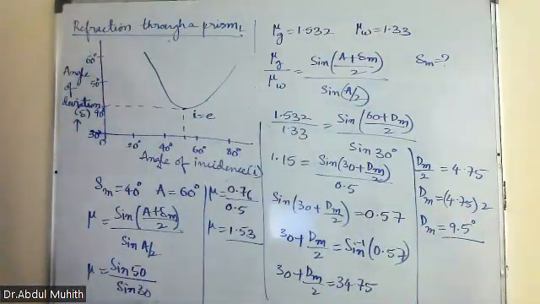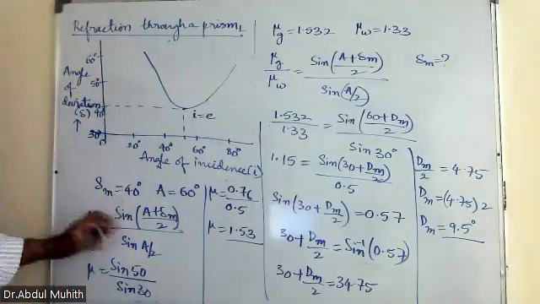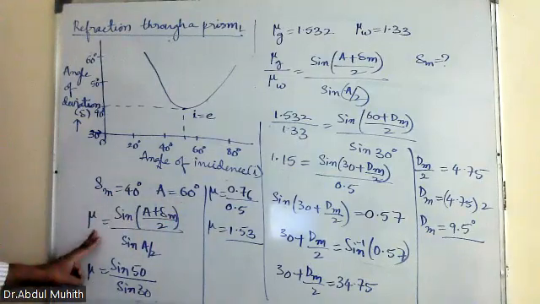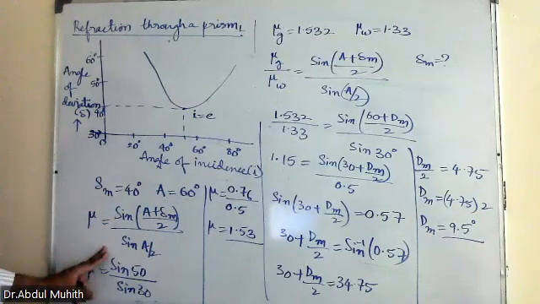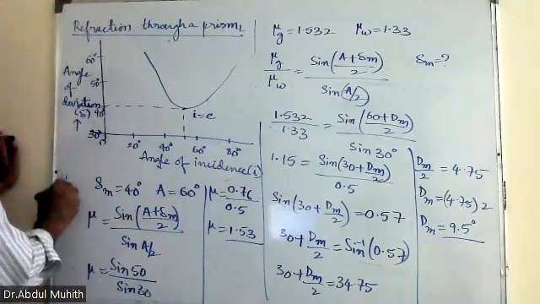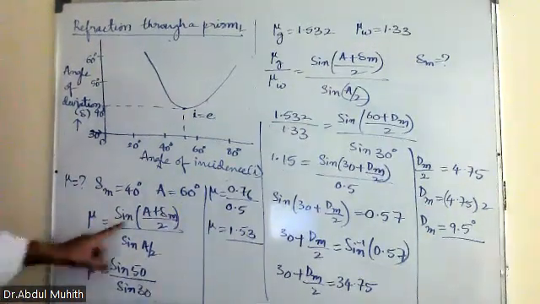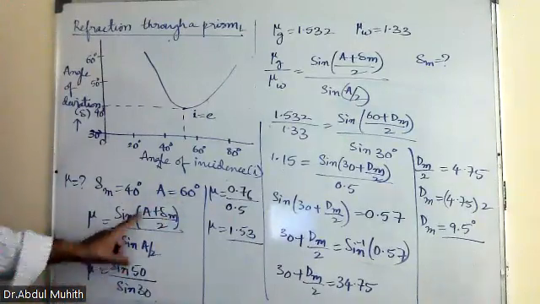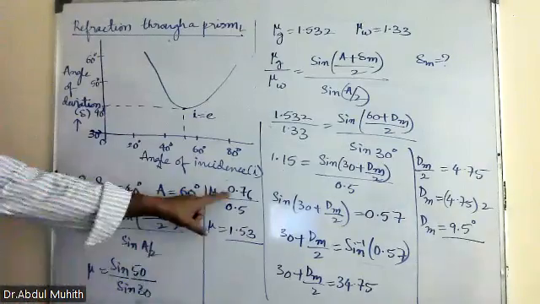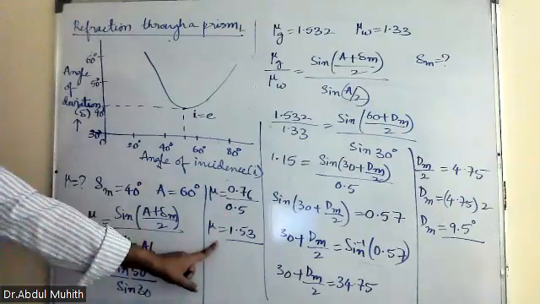Once again from the beginning, see here, the problem says that the minimum deviation of a prism is 40 degrees. The angle of the prism is given as 60 degrees. Use the formula mu is equal to sine of (A plus dm) by 2 by sine A by 2 to find the refractive index of the glass. When we substitute, 40 plus 60 will become 100, 100 by 2 will become 50, and 60 by 2 will become 30. Sine 50 value is 0.76 and sine 30 value is 0.5. Divided, you will get the answer for mu.